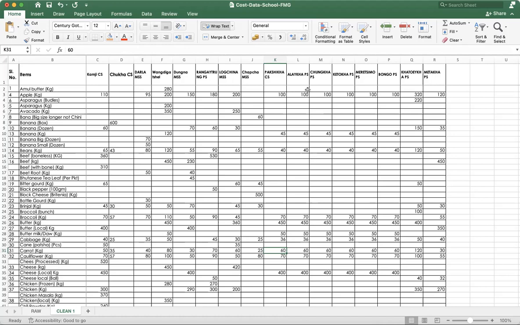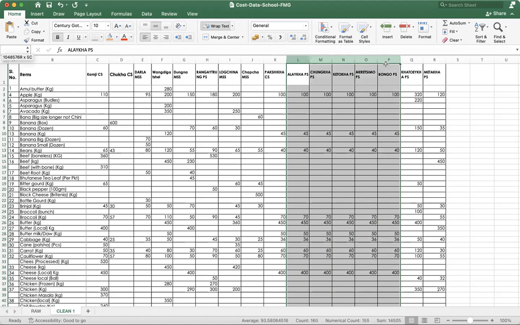So Pakshika 60. Alekha is same, Chungkha is same. Alekha, Chungkha, Ketokha also same. Mirchimo same, Bongo same. Anya same too, sir. So the question that I'm asking is, schools can win in negotiation. You are winning one game and you are winning in five different stadiums. Interesting.